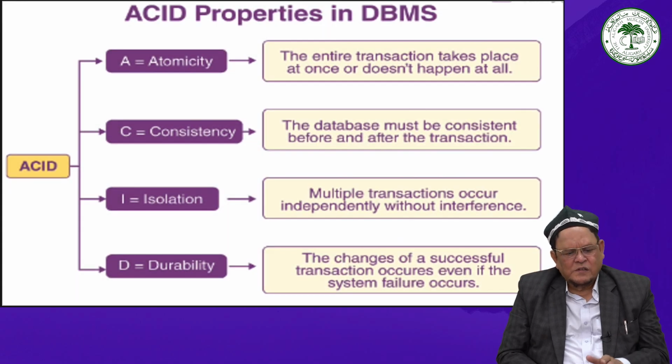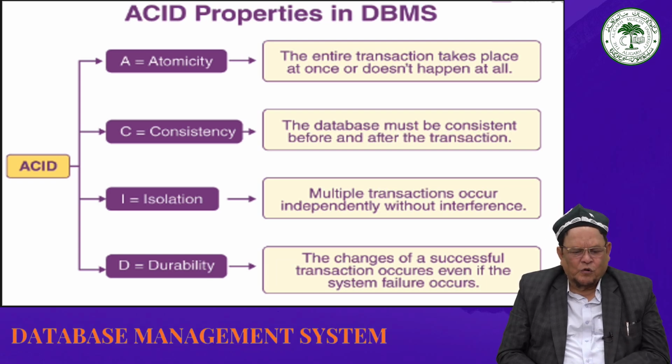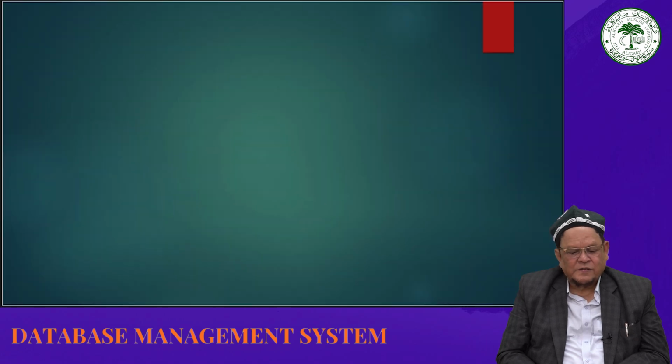So here, what I have discussed, I have given briefly in the slides. You can see on the slide: A for atomicity, C for consistency, I for isolation, D for durability. The entire transaction takes place, already explained for that.